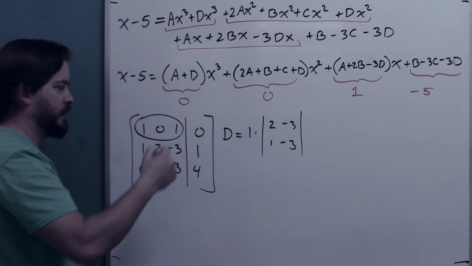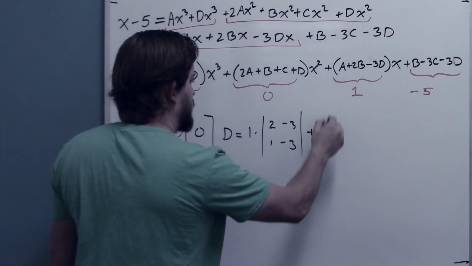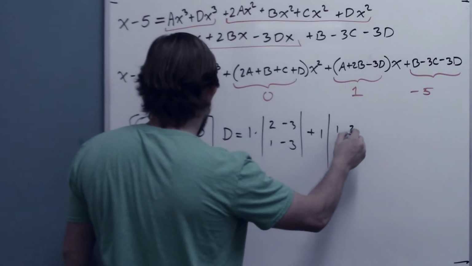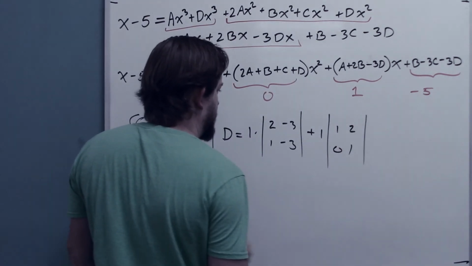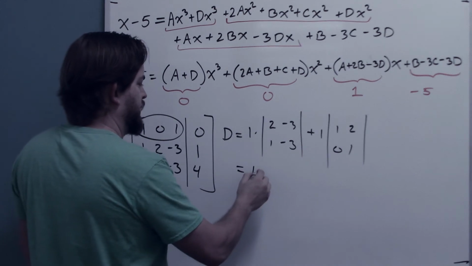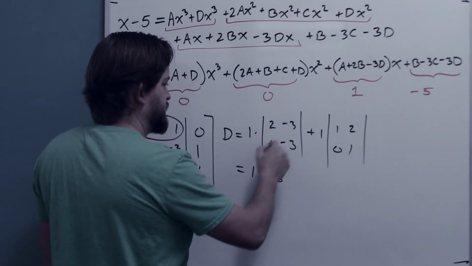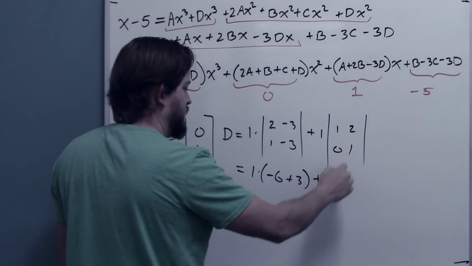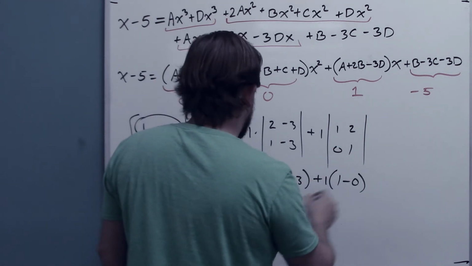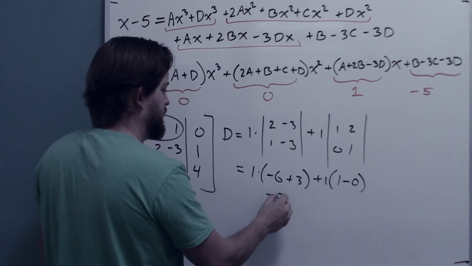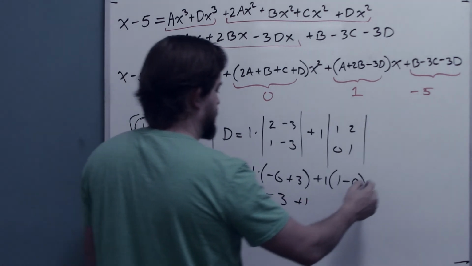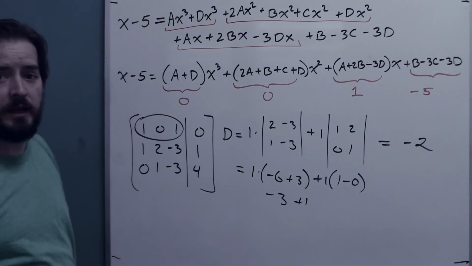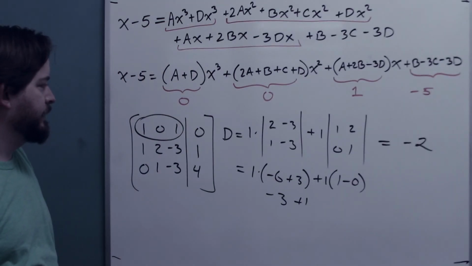Plus 0 times who cares? Plus 1 more times 1, 2, 0, 1. Right? Which is 1 multiplied by -6 minus, but another minus goes +3, plus 1 times 1 minus 0, and so I have -3 plus 1, so my determinant is -2, that's not bad, I like it. Right.